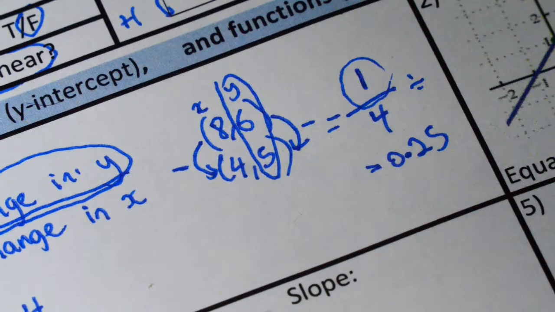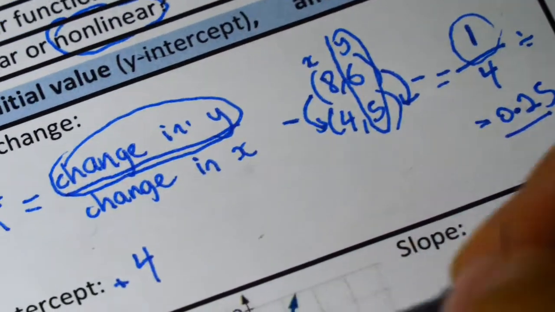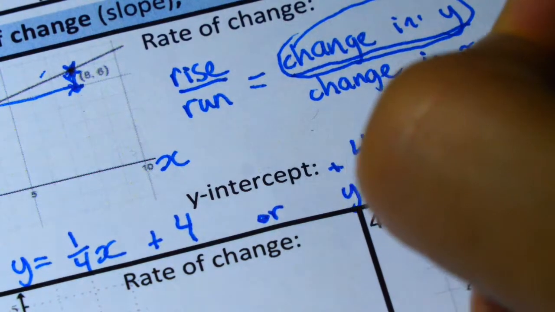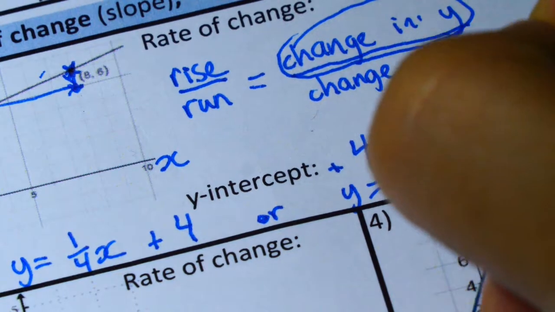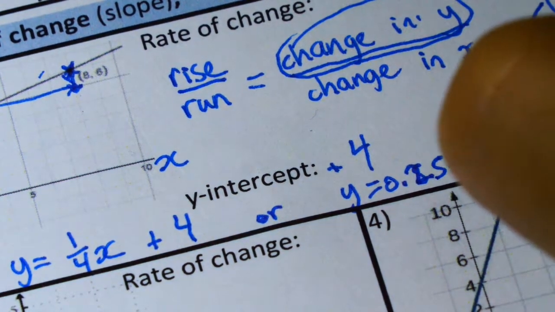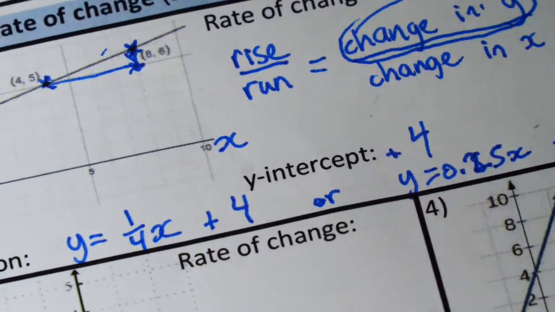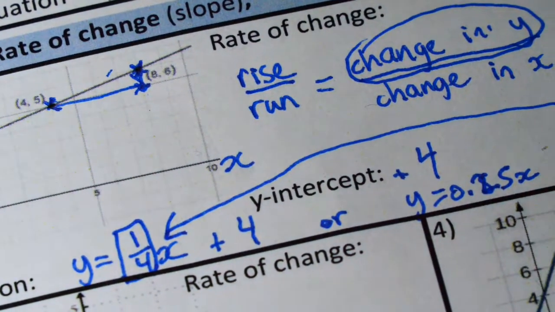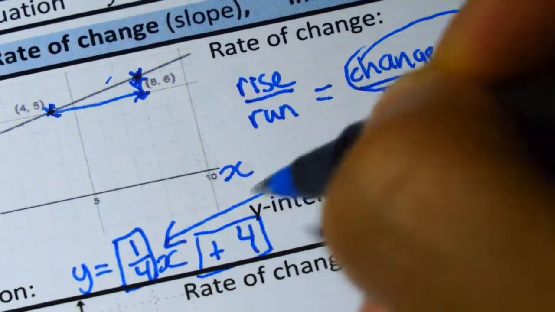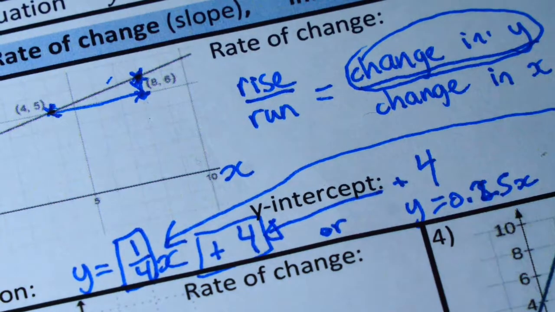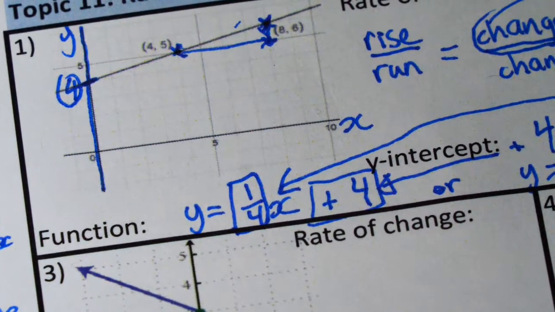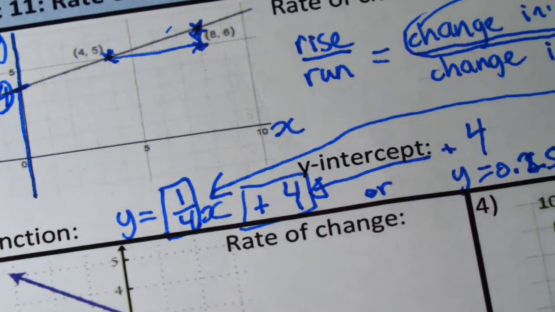Or if you wanted to use this as the rate of change, it's also okay. Y equals 0.25x plus 4. Okay, so remember, this number here is the slope or the rate of change, and this number here is the y-intercept, where it hits the y-axis. So that's our equation, our function. Y equals 1 over 4x plus 4.